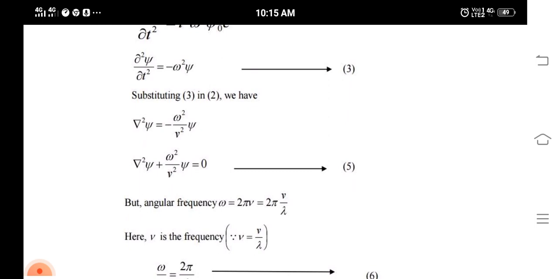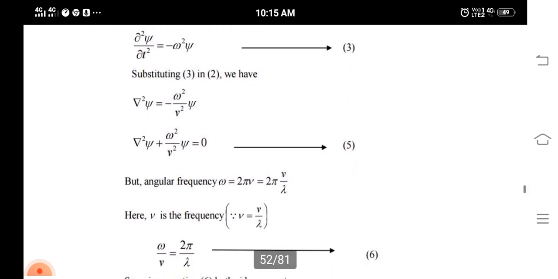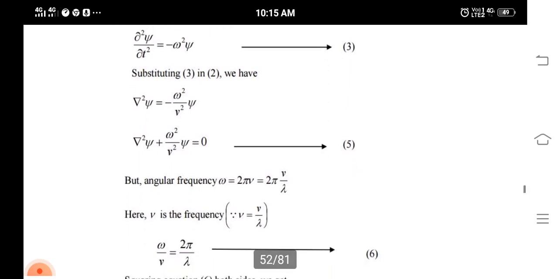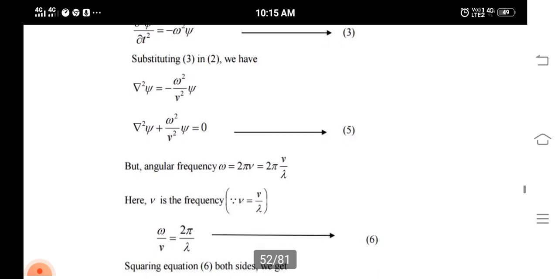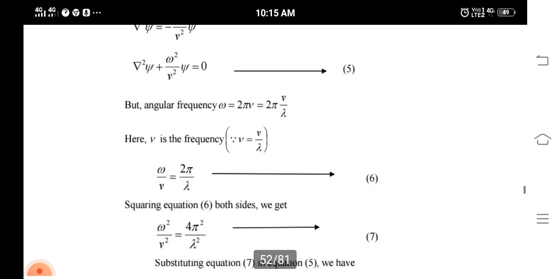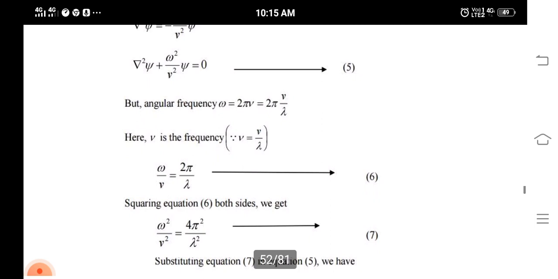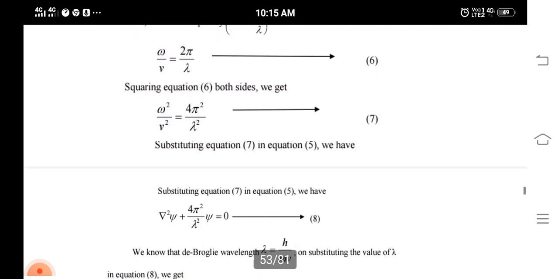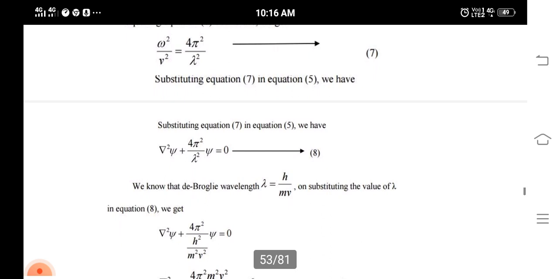Here we apply the angular frequency, ω = 2πν, and v = νλ. Substituting this in equation number 5, we get ω²/v² = 4π²/λ². Substituting equation 7 in equation 5, we get ∇²ψ + (4π²/λ²)ψ = 0. This is known as the de Broglie wavelength, λ = h/mv.